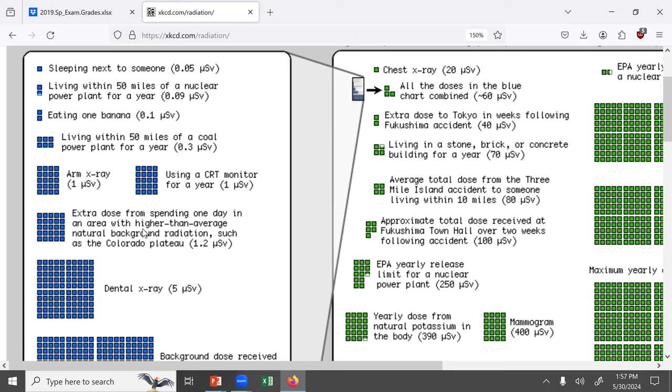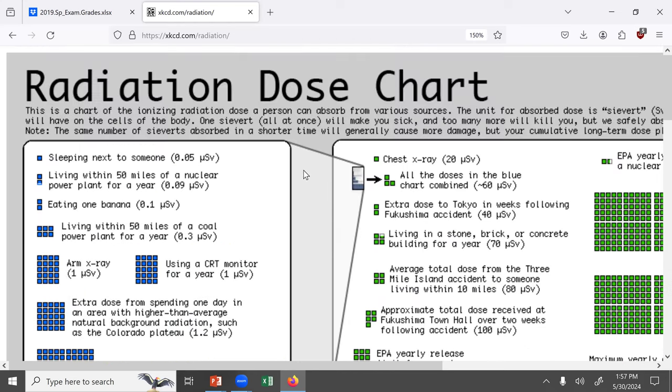And then if you take all of the blue doses together, it's about 60 microsieverts, which is a little bit more than one chest x-ray.